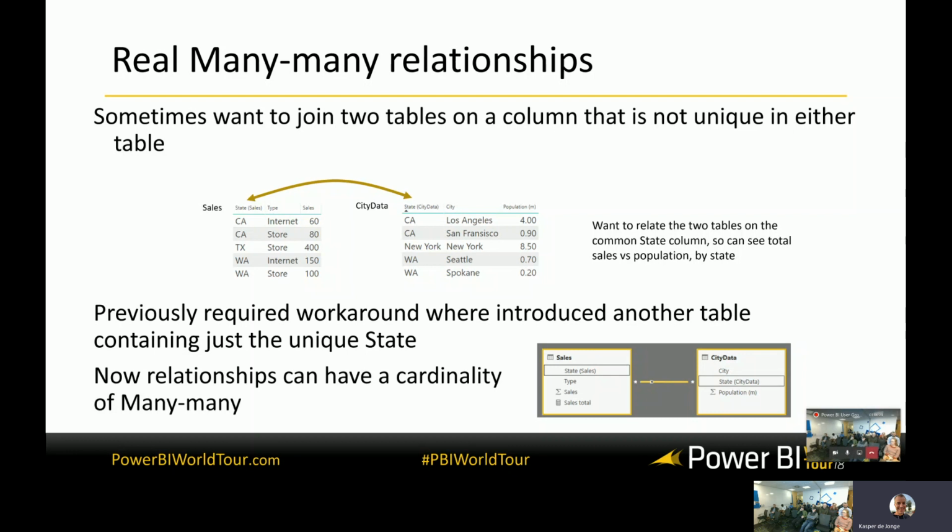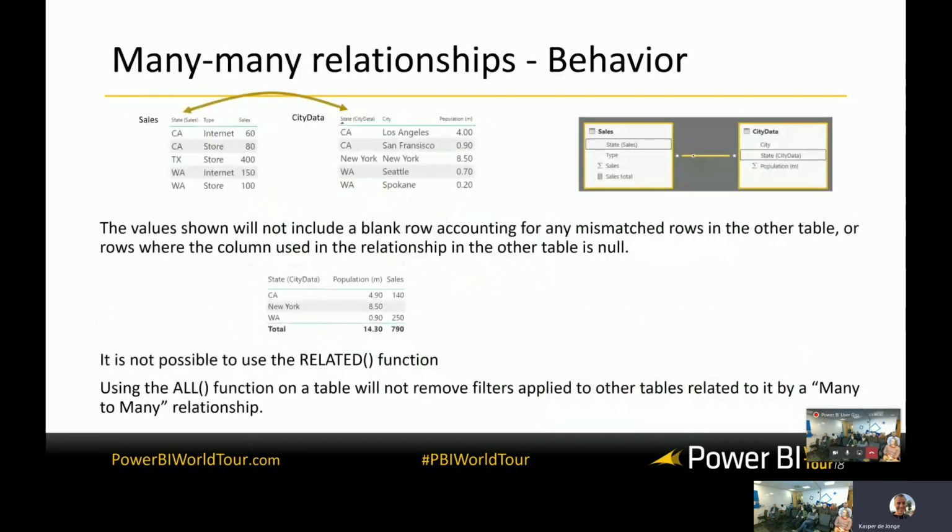You previously had to introduce another table containing just unique states, so you had to denormalize it, or normalize it. But there are interesting characteristics on this many-to-many because it doesn't allow you to do certain DAX expressions. But it's really useful when you want to do composite models, which we'll talk about in a second. In general, we would generate one-to-many relationships.